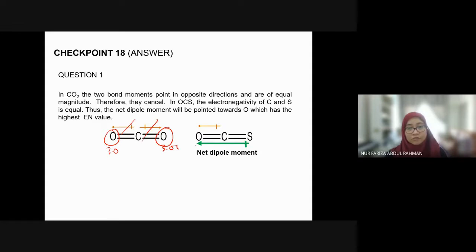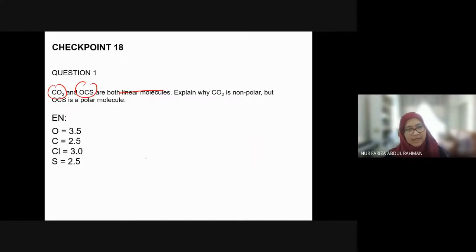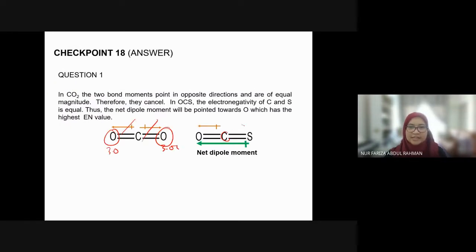Okay, but for OCS, it turns out carbon and sulfur have the same electronegativity, guys. So there's no dipole moment on this bond, no dipole moment on this bond. So we only have one dipole moment, from carbon to oxygen. So there's no cancellation involved. So we have the net dipole moment pointing towards oxygen. Therefore, this molecule is polar.